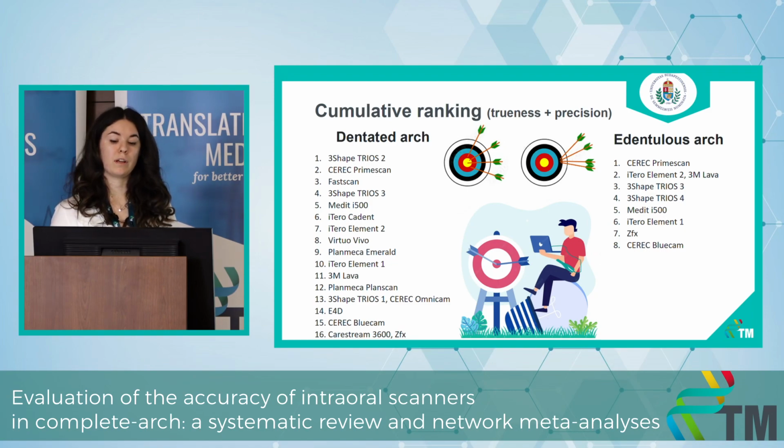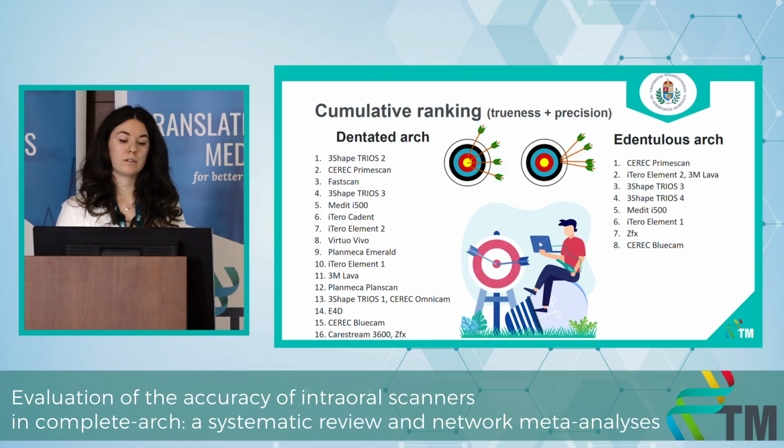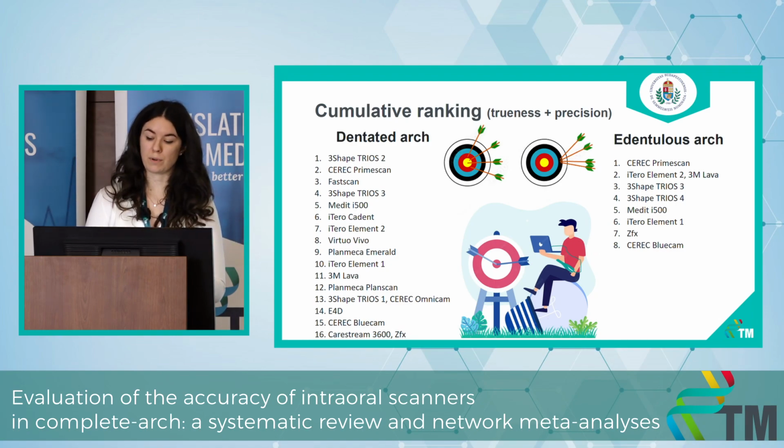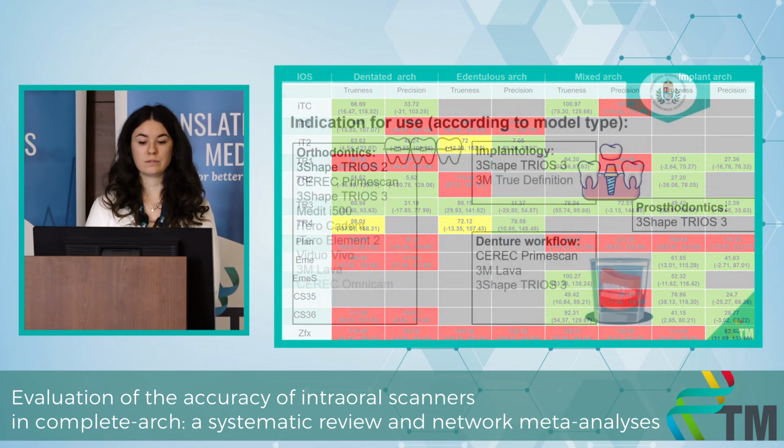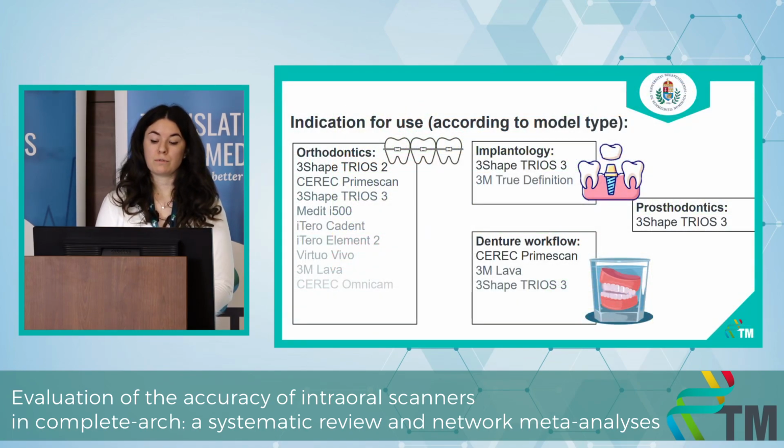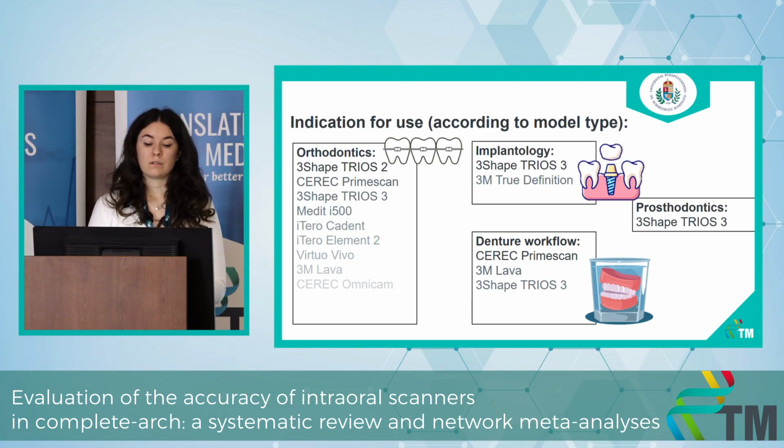Also, I used the cumulative ranking, which included the trueness and also the precision part, so we can give more information about the clinical scenarios, for example, in dentated arch and the edentulous part here. Also, we offer dentists to get information about the different scanners in micrometers, so in this table we can figure it out. As for indication for use, we made 4 different groups for the different indication to help dentists for the right scanners.